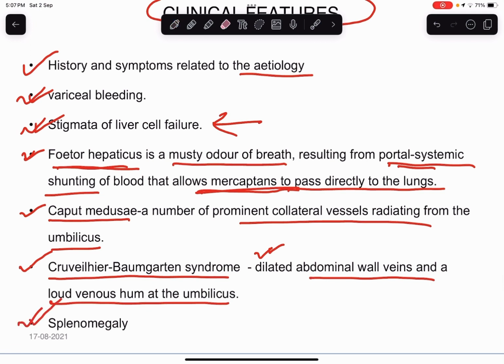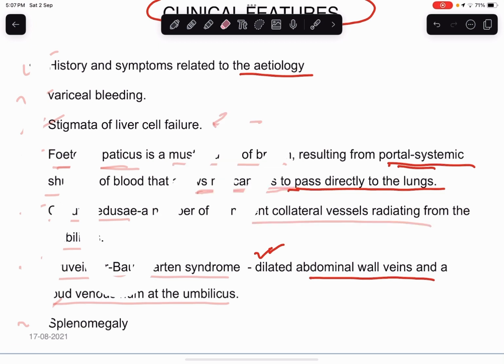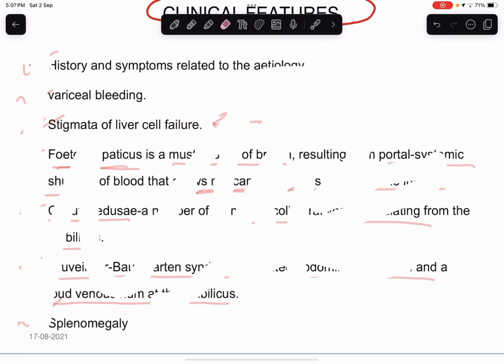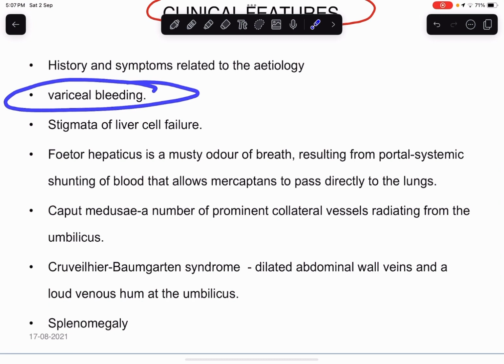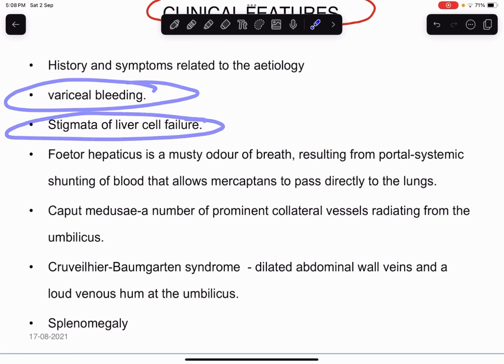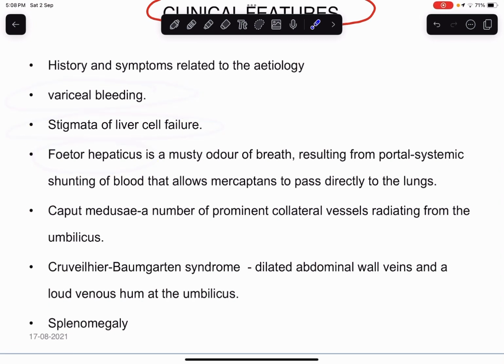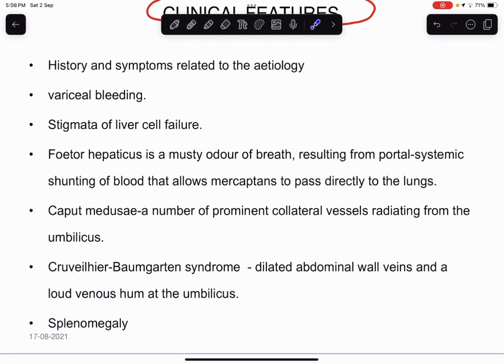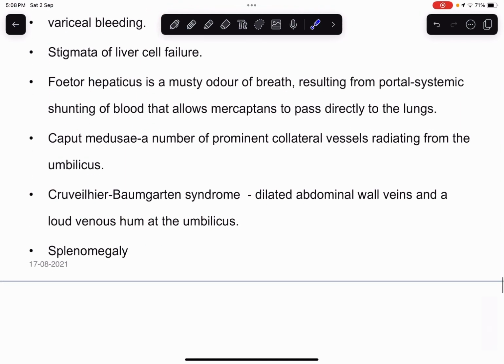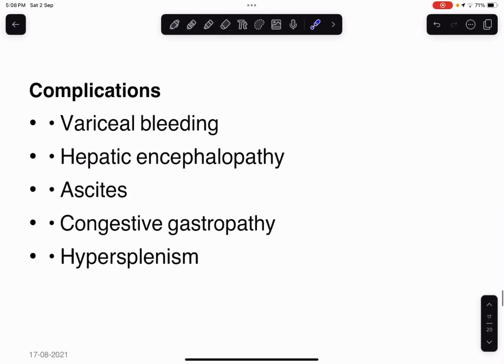So these are the clinical features we should really keep in mind about portal hypertension. Again, complication of portal hypertension like variceal bleed, then stigmata of liver cell failure, fetor hepaticus, then there will be caput medusa, Cruveilhier-Baumgarten syndrome, splenomegaly. So these are important. There will be ascites as well in cases of portal hypertension.